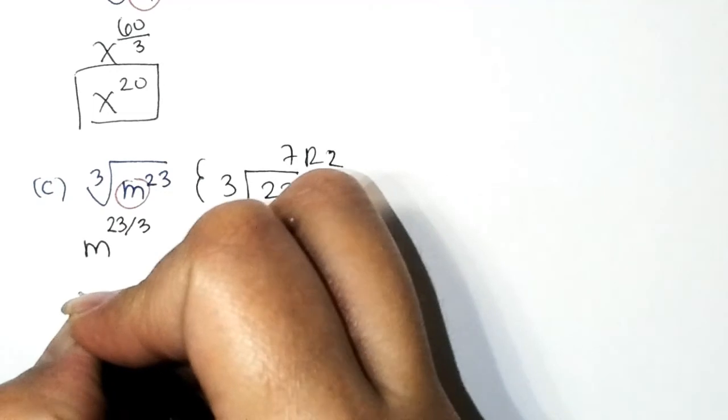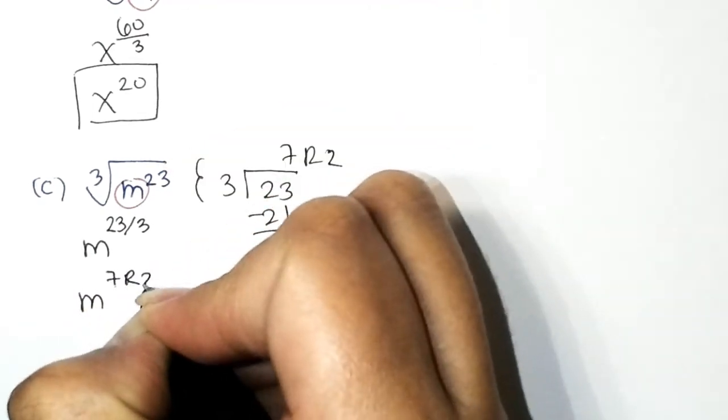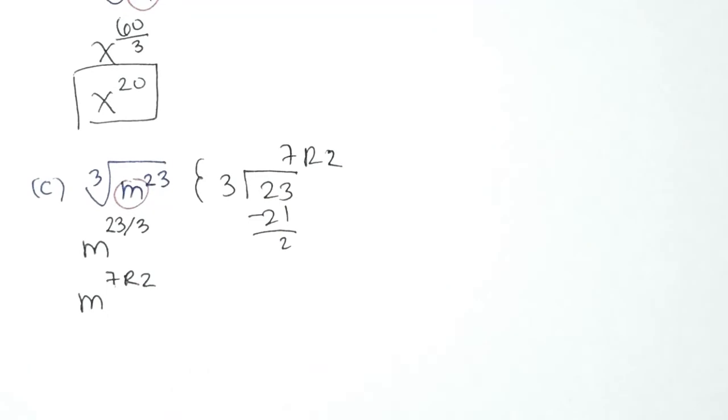That's going to give us m raised to the 7 remainder 2. Don't get all excited with your decimal answers. No, we have no time for that. Now the question is, how can I tell if I'm going to write my answer as a radical?